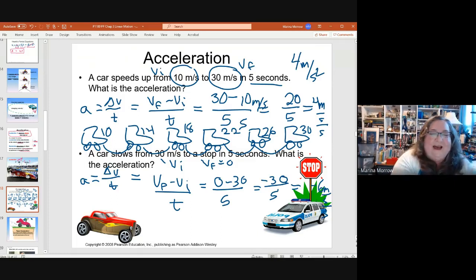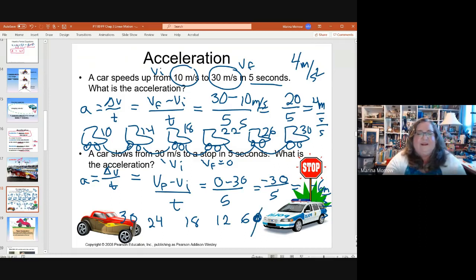Okay, so anyway, what is this car doing? Well, it's starting out at 30. After 1 second, it's lost 6 meters per second, so it's going to be only 24. Then it's going to be 18. Then it's going to be 12. And then it's going to be 6. And finally, just in time for the stop sign, it'll be 0. Okay, so it's losing 6 meters per second per second.